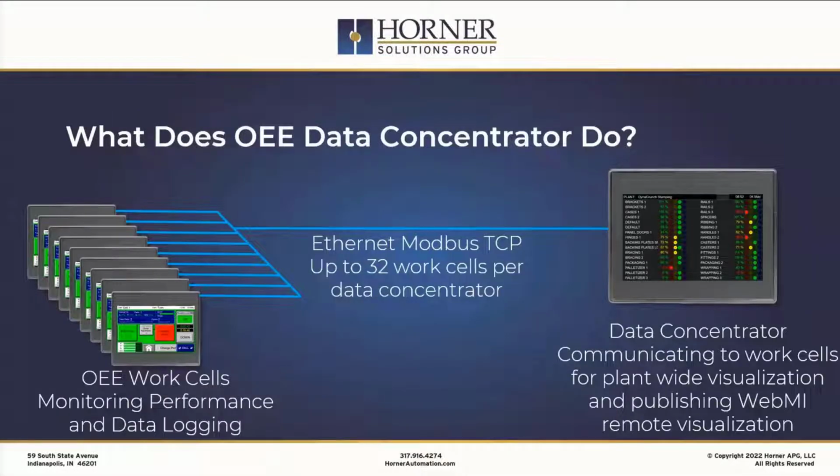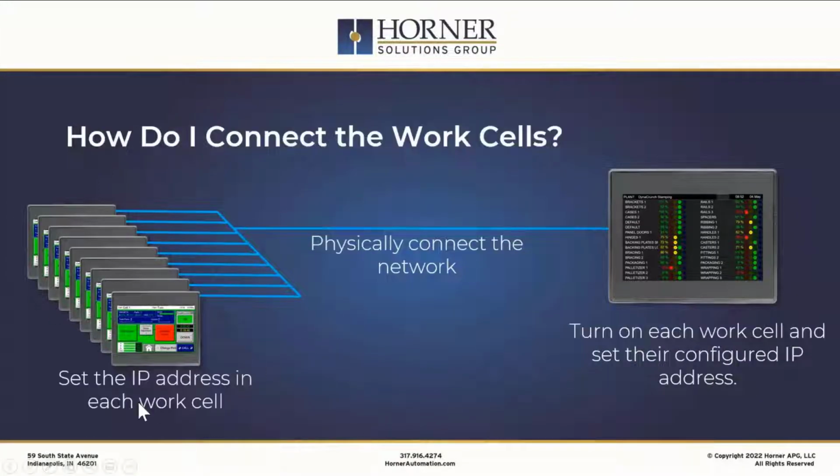So this is what the system would look like, where we have multiple plants connected up via Ethernet. Again, up to 32 of them can go back to the data concentrator and give us that visualization of the entire plant. So what do you have to do to make that work? You have to set an IP address in each one of the individual work cells. They physically have to get connected on a network. And then on the data concentrator side, you have to match the IP address to the device that you're trying to connect to on the other end. So that's really the only part that you have to set up on this.